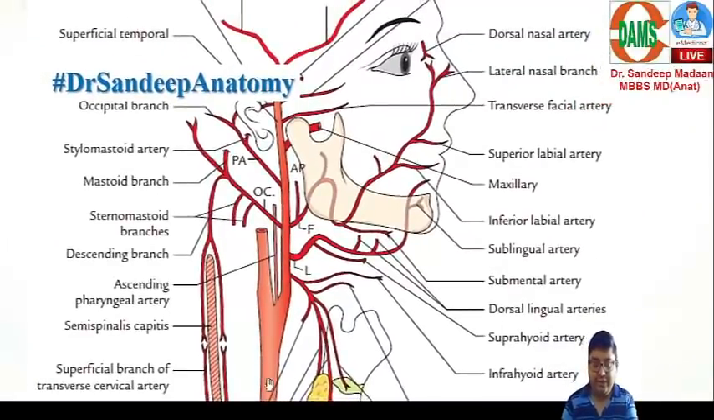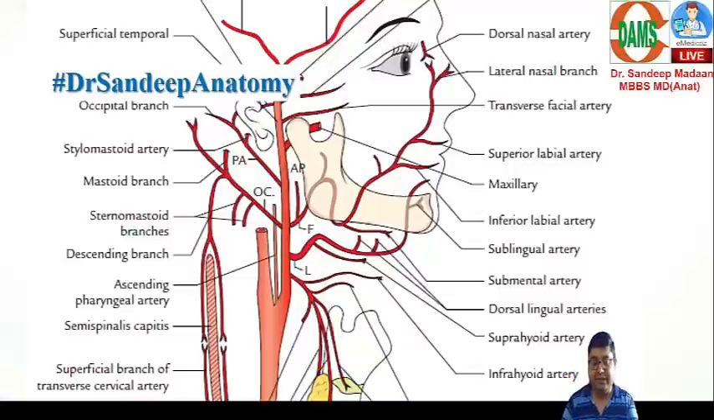Look at this. This is the common carotid artery. This one is the external carotid artery. This one is the internal carotid artery. From the external carotid artery, three anterior branches are going on. Like you can say this is the superior thyroid, this one is the lingual, and this one is the facial artery. Okay, looking at the facial artery, it makes an S-shaped loop.